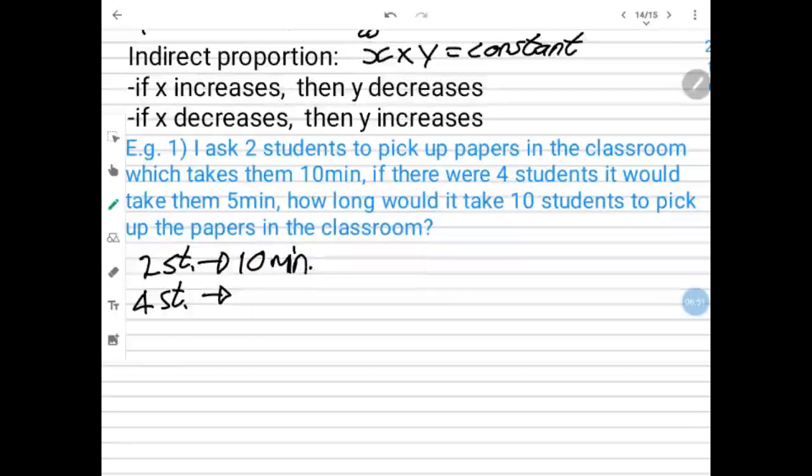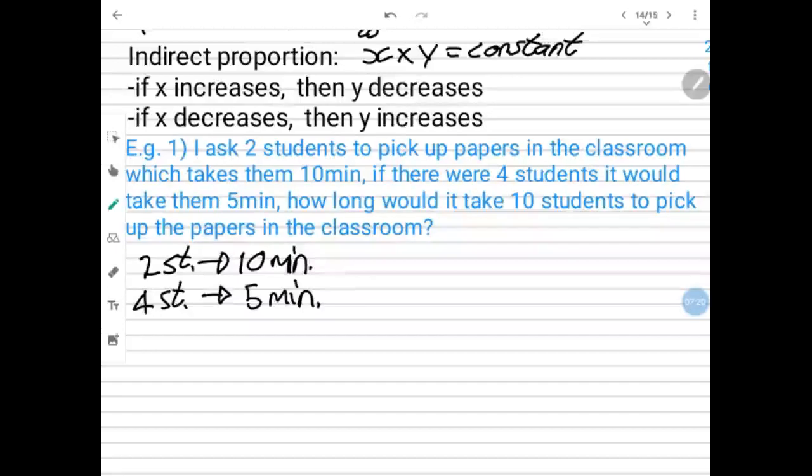If there are only 2 learners picking up papers and you double that, the time won't double. It won't take 20 minutes. It's 10 minutes now. If there are more hands picking up papers, it won't take double the time. It will take only half the time. So do you see? If the one goes up, the other one will come down. This is now only half the time, 5 minutes.